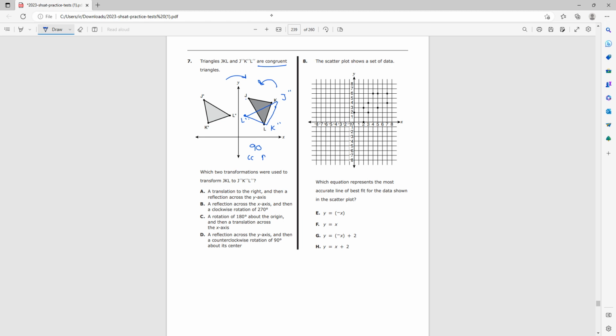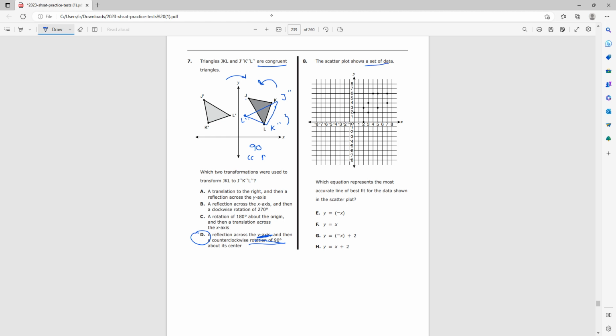And what that's called is a 90-degree counterclockwise rotation. So just to review, we reflected it over the y-axis to get this, and then we flipped it one time to get that. And that's answer choice D, a reflection across the y-axis and then a counterclockwise rotation of 90 degrees about its center.